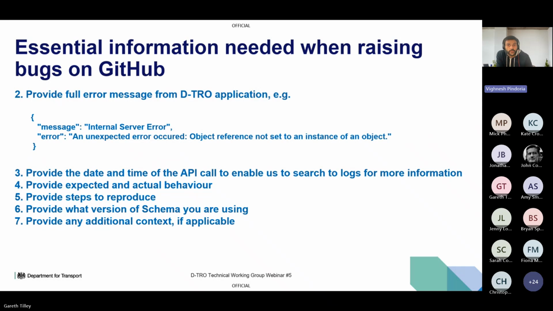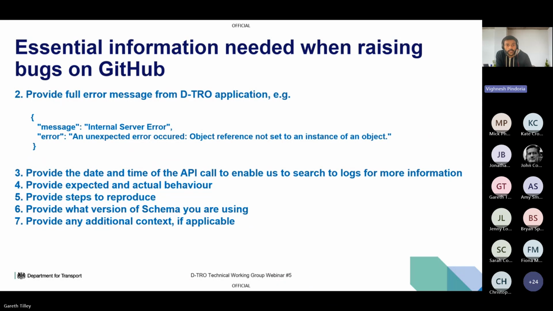The second part is the full error message. That's exactly the message that comes from D-TRO, before you parse the error message to get the bit that you want. The full thing would be very useful for us to identify where the issue might be.